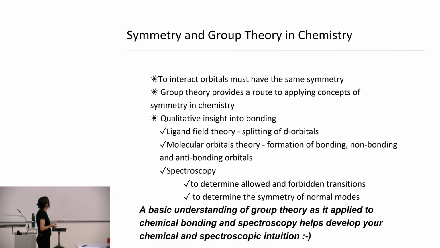So assigning symmetry is a really important concept when we start to talk about bonding interactions. And of course, group theory is the way that we actually do this, and it gives us qualitative insights into bonding. So for instance, ligand field theory, which we're going to talk about after the coffee break, dictates the splitting of the d orbitals. Molecular orbital theory, the forming of bonding, non-bonding, and anti-bonding orbitals. This is so important to concepts like bond order that ultimately dictate things like reactivity.